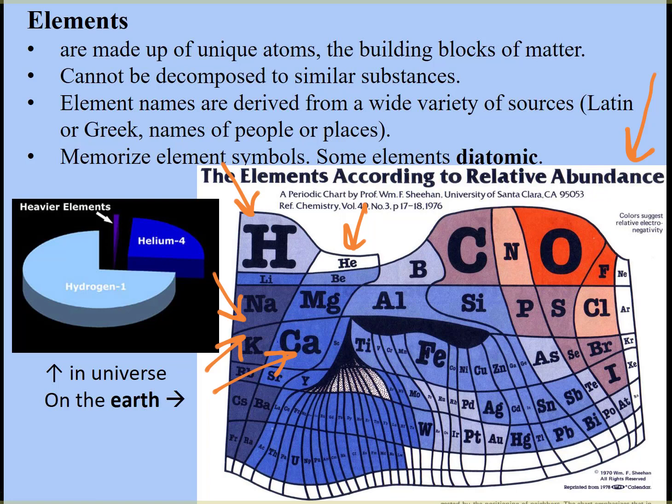So the first letter is capitalized, the second letter is lowercase. And some of the abbreviations don't make a lot of sense. For example, gold is Au. And that's because they take the abbreviation from the ancient name. So gold was known anciently, and it comes from the word aurum, which means gold. And some of the other different ones there are silver, which is Ag, potassium is K, and lead is Pb.